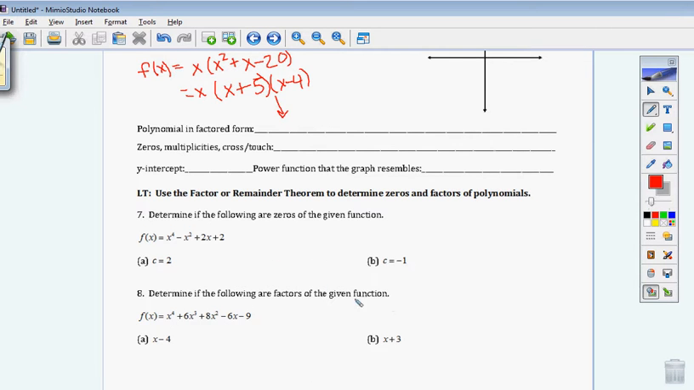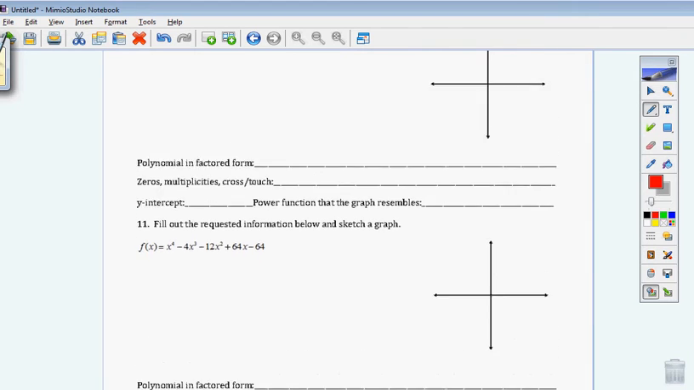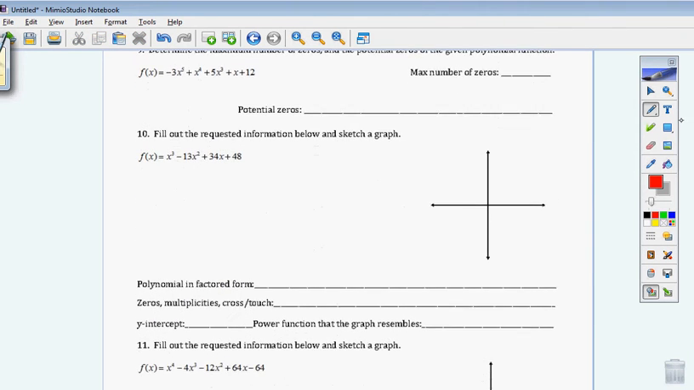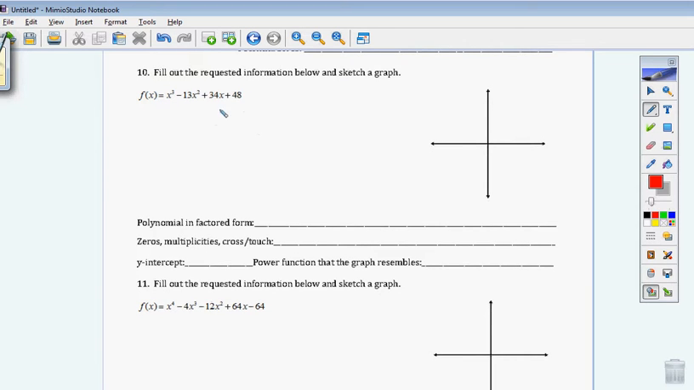I'll hit 7 and 8 here in a second, but I want to jump down and just tell you about 10 and 11. Now 10 and 11, you're going to have some trouble with these. You're going to be like, oh, well, I don't know how to factor them, and grouping doesn't work. So what I suggest you do is synthetic division.